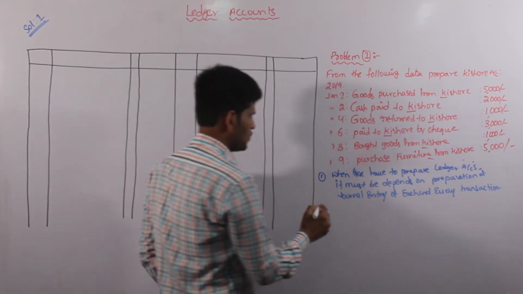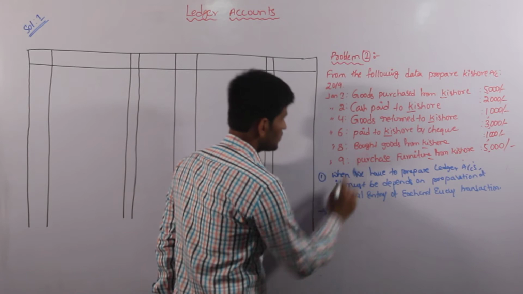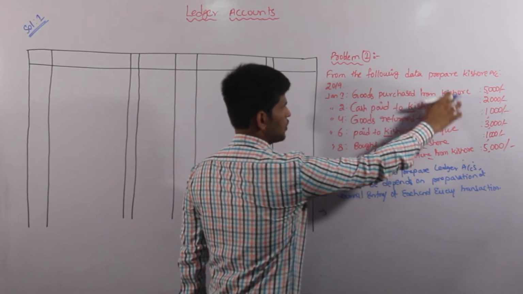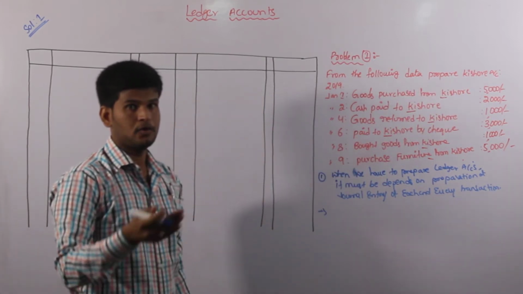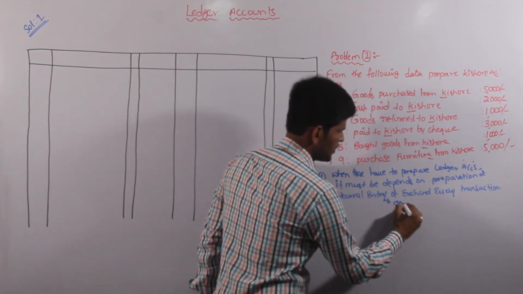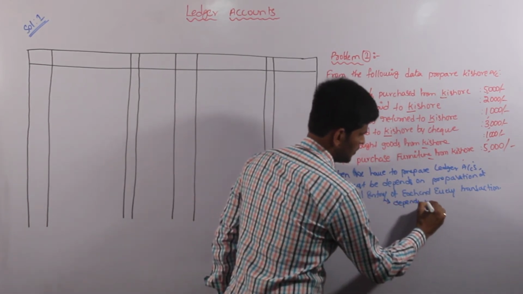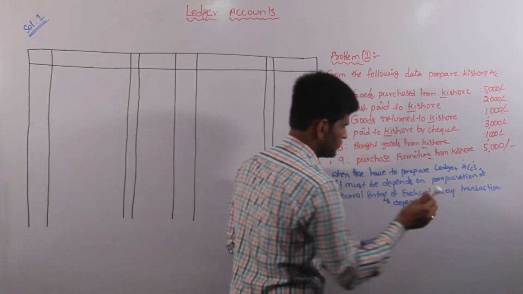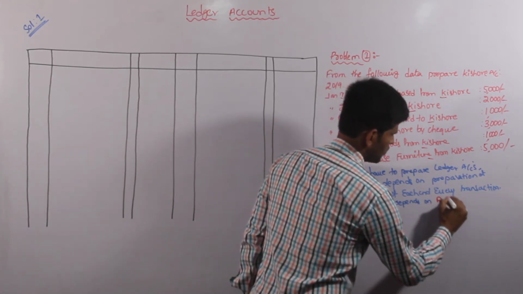And come to the first one, goods purchased from Kishore. So we have to assume again goods account. This entry again depends on rules of accounts.